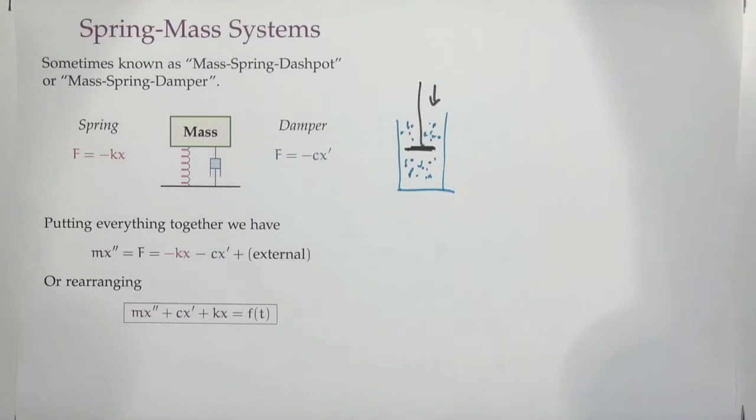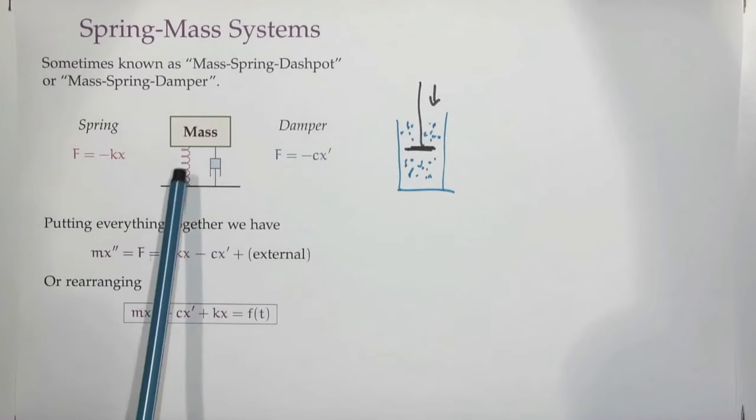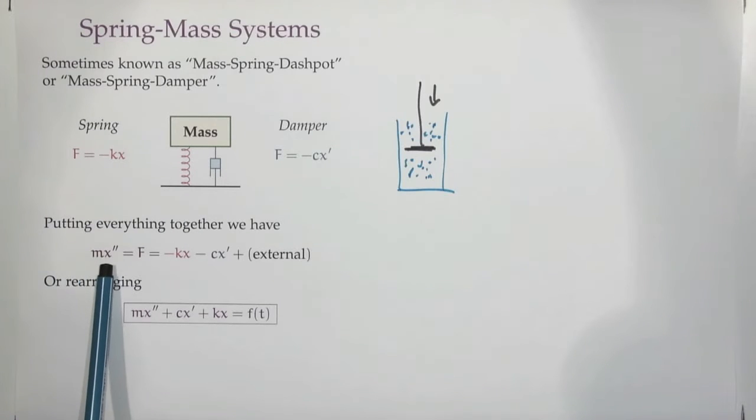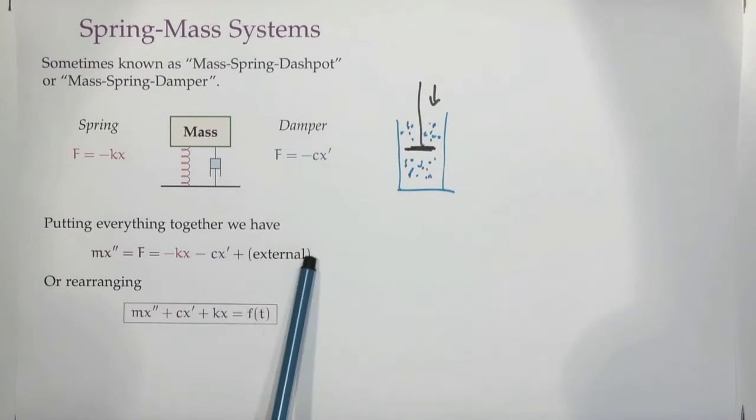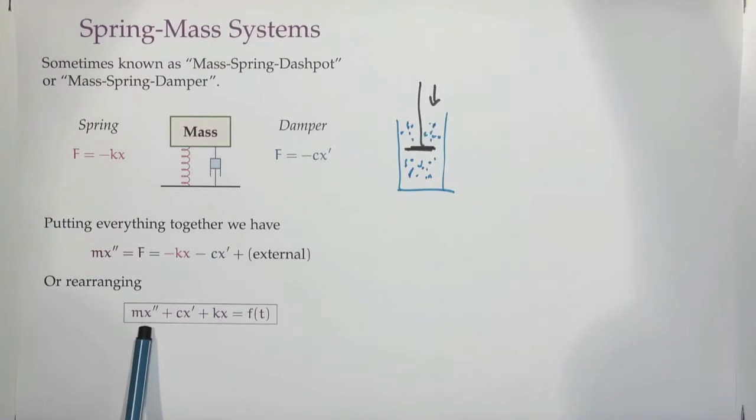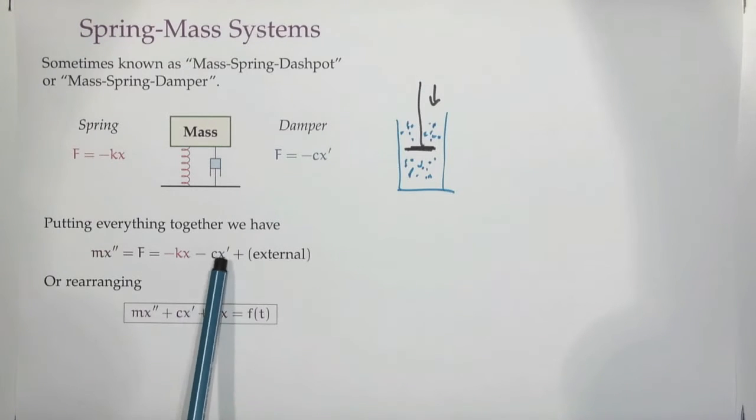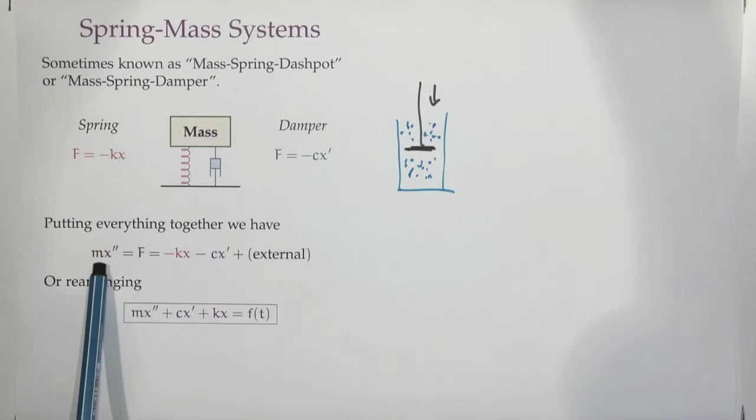All right, so what do we have? Well, we put it together. We have the force, that's mass times acceleration, mx double prime, and we sum up. We have the spring acting, and we have the damper acting, and then we might have some external force. Or, if we put it together, we get mx double prime plus cx prime, because we move it across, plus kx, move it across, equals some function, which is the external part. So that's it. That's the setup.